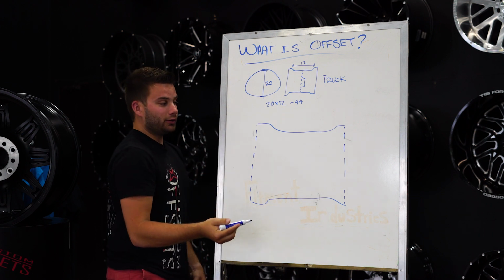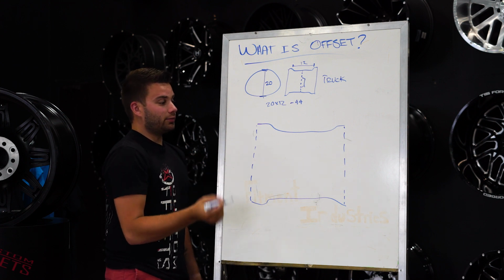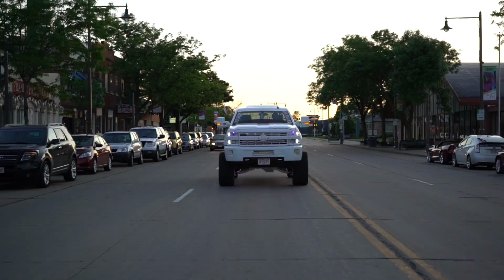If you have a car, you're going to typically run into positive offset situations. Trucks with aftermarket wheels, you're typically running into negative offset situations if you're going for that stance look.